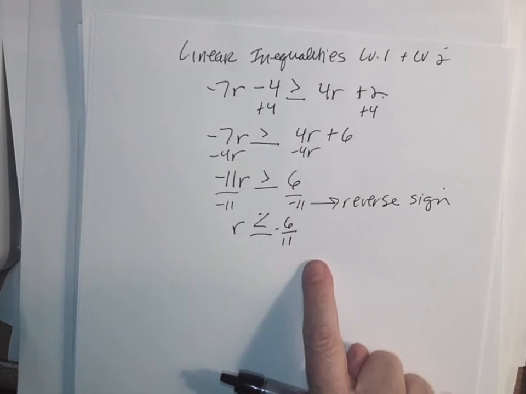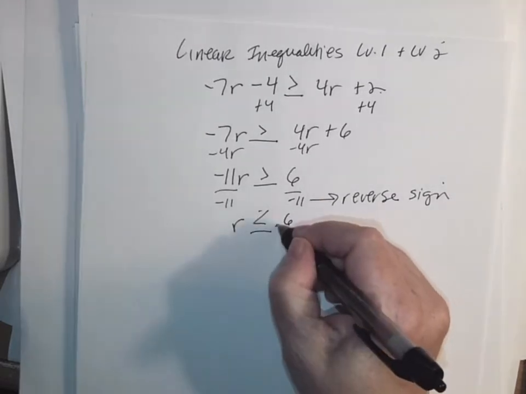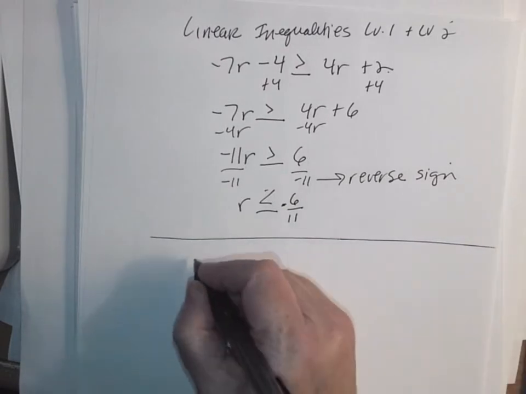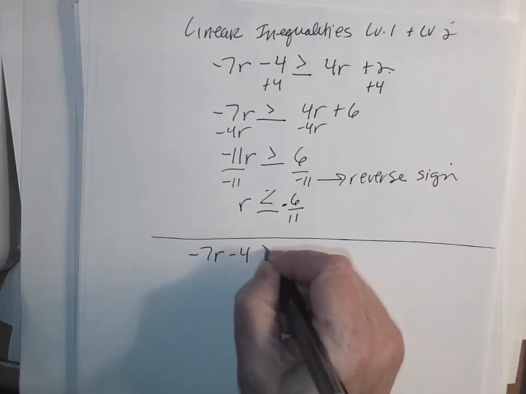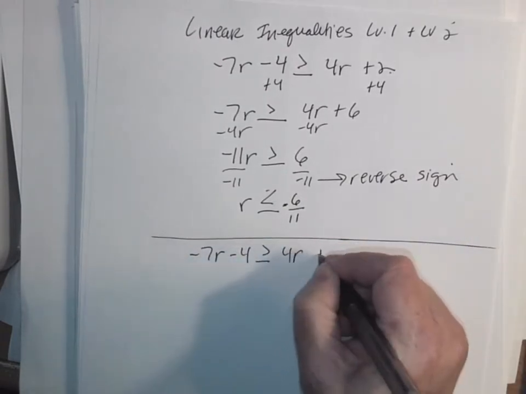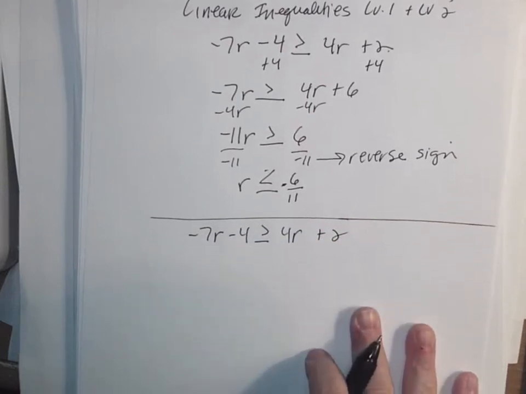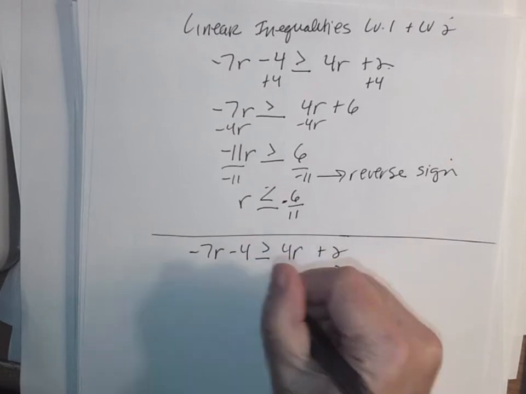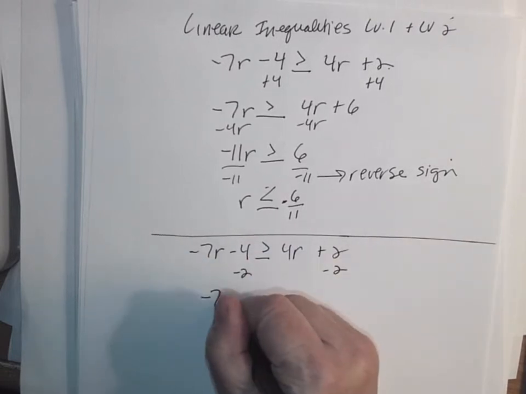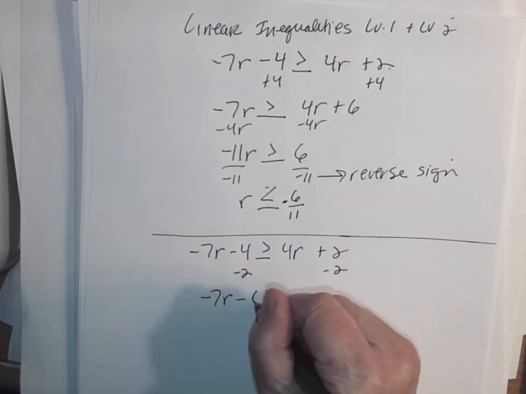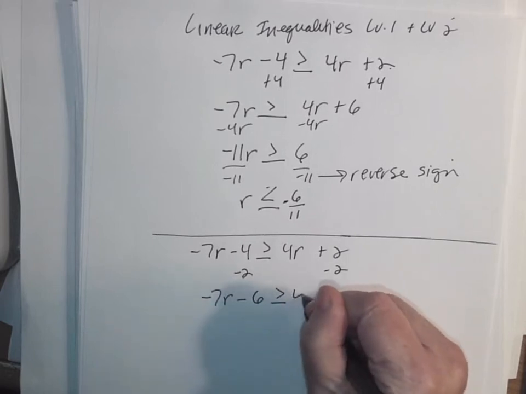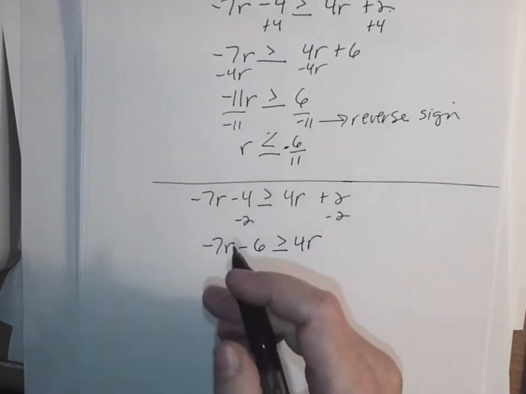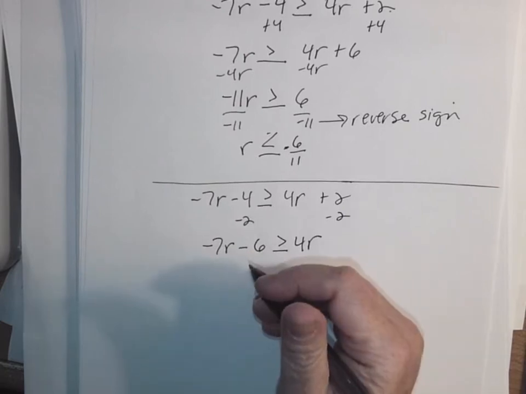But there's also another way that I could have solved this. So let me go back up. In math, there's always more than one way of doing something, so it just depends on how your brain works. So I'm going to subtract 2 from both sides, so this becomes a negative 7r minus 6 is greater than or equal to 4r.